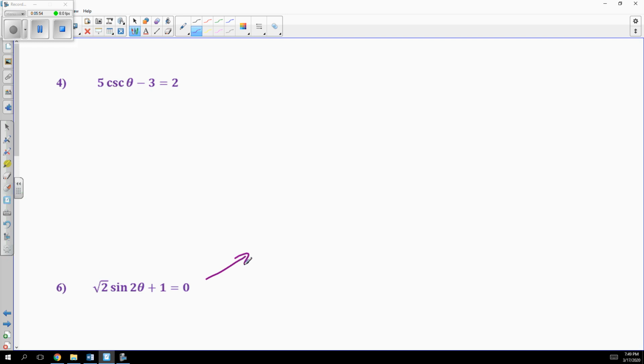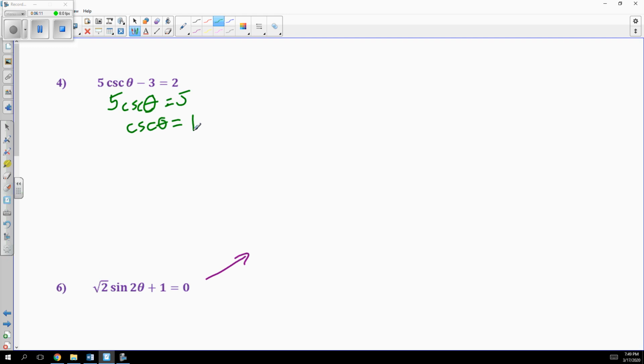Okay, so for the first one, it says 5 cosecant theta minus 3 equals 2. Again, we're going to try to isolate the trig function. So we're going to get 5 cosecant theta equals 5, and then cosecant theta is equal to 1. I just divided both sides by 5.